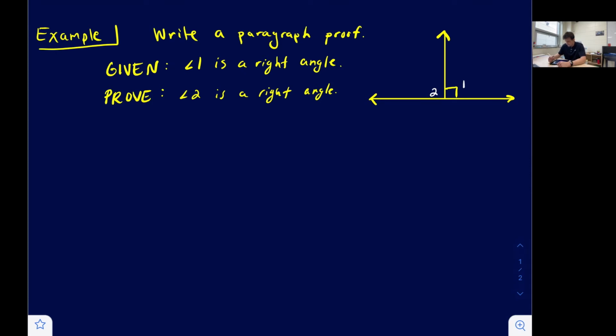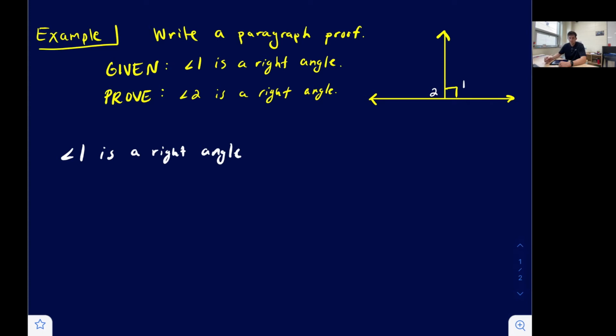So we'll go ahead and look at our diagram here. We have two lines. They form perpendicular lines here. We can see we have a right angle box at angle 1, which tells us the given statement, angle 1 is a right angle. So we're going to start with that in our paragraph. Angle 1 is a right angle.